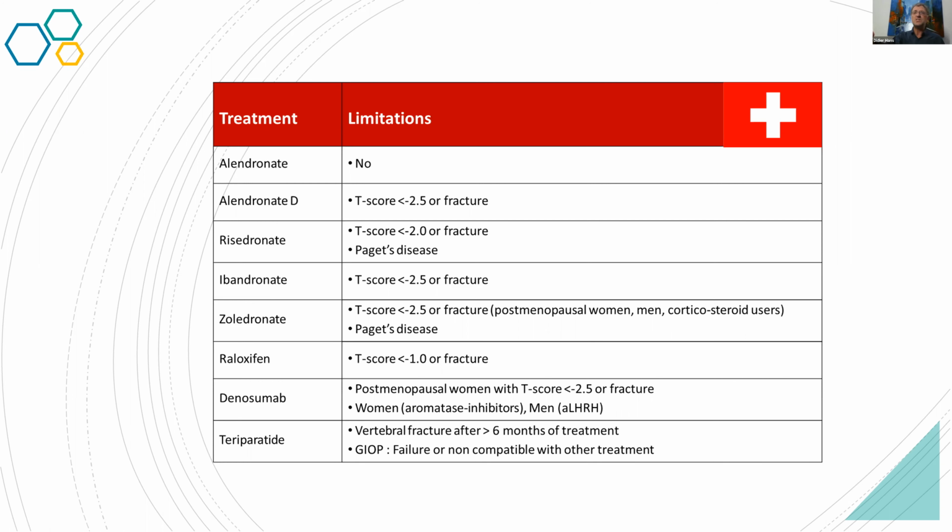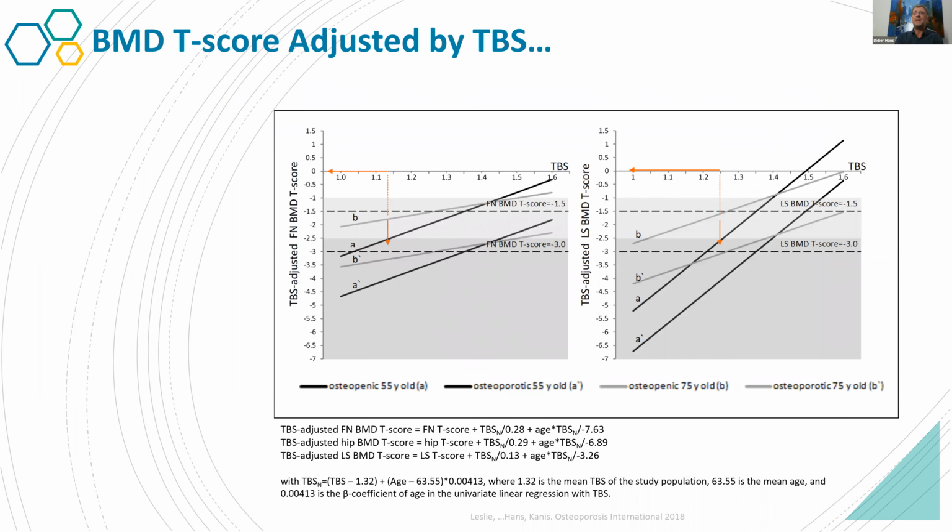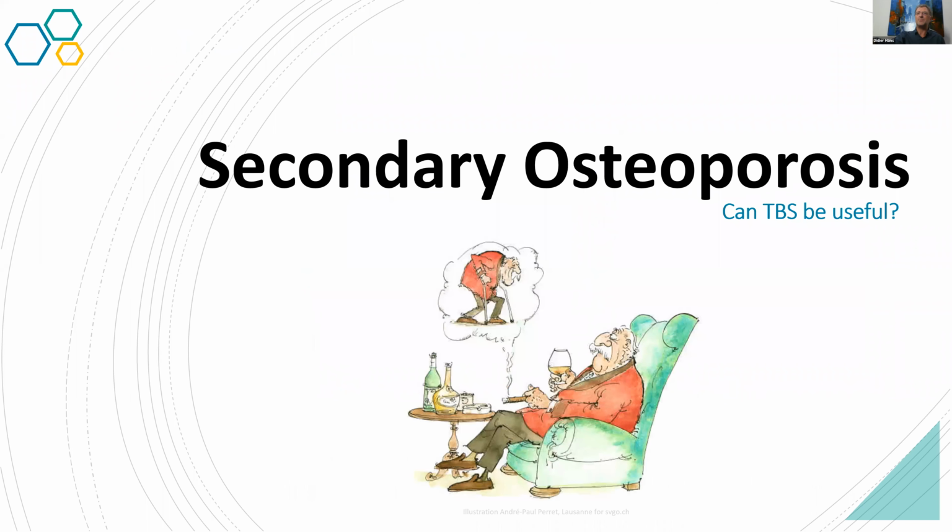And that's very important. Because of that, what we developed here, with Leslie, John Canis, and some others, is the adjustment factor we did for FRAX by adjusting FRAX with TBS. We did the same for the BMD T-score, where we adjust the BMD T-score of spine or hip by the added value of TBS. That's been published in Osteoporosis International, and that allows us, if you don't use FRAX, to take the TBS into account through the BMD T-score value. I will show you how we can interpret that.